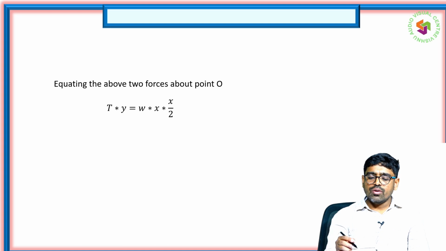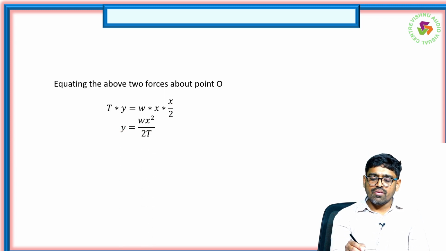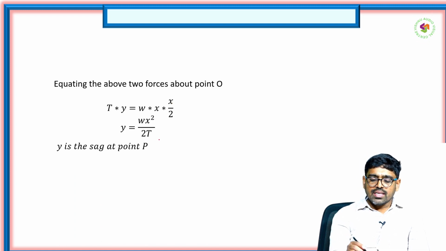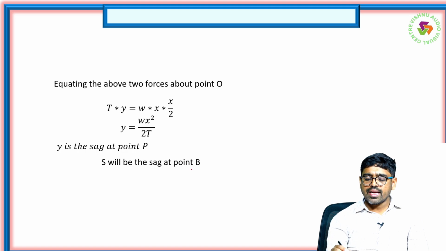T into y equal to W into x, where W is the weight of the conductor and x by 2 is the distance we are considering. Both are equated, then y equals W into x square by 2 into T. Now y is the sag at point P, so y is a variable point, and if it is moving up to the point B, then S will be the sag at point B.